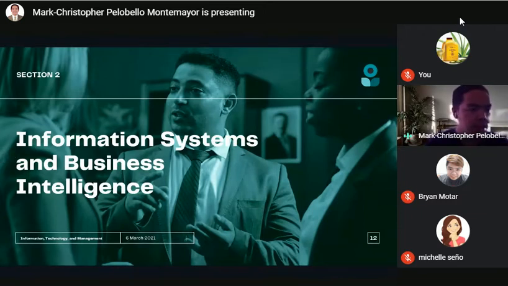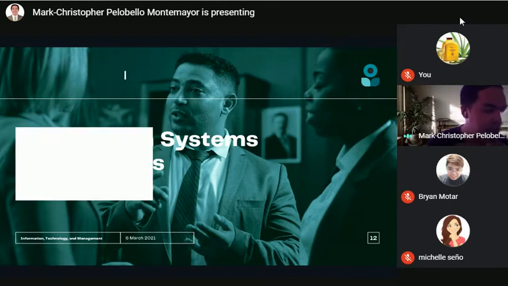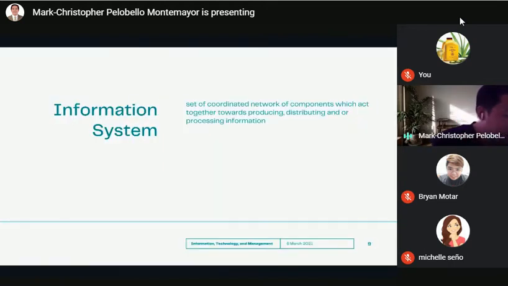Okay. So the second, information systems and business intelligence. What about this topic? So an information system therefore can be defined as set of coordinated network of components which act together towards producing, distributing, and or processing information.